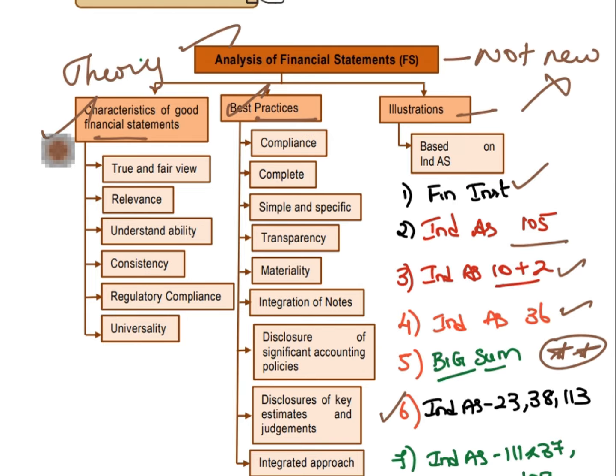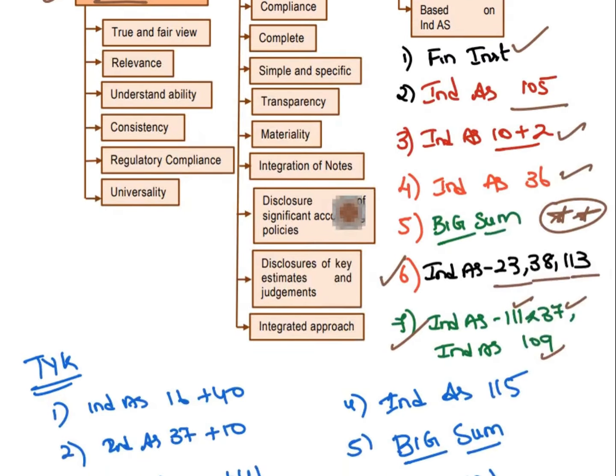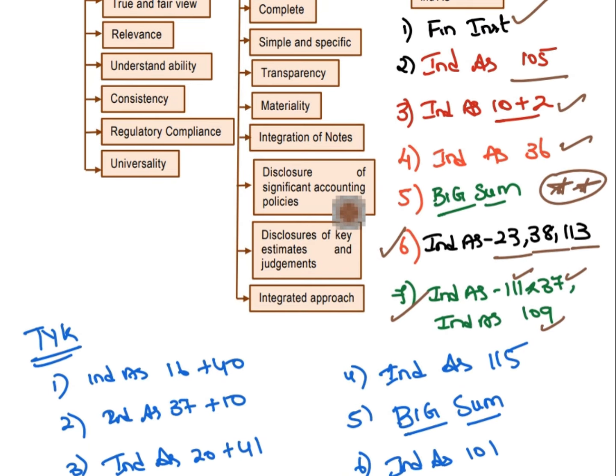Then Ind AS 23, 38, Ind AS 113. And question number 7 is Ind AS 111, Ind AS 37 and Ind AS 109. So if you could see, it is completely a mix of all the Ind AS and it is not a separate chapter. It is actually a mix of all the other chapters. So now I am giving you the gist here itself. I will share the same PDF in your Telegram also.